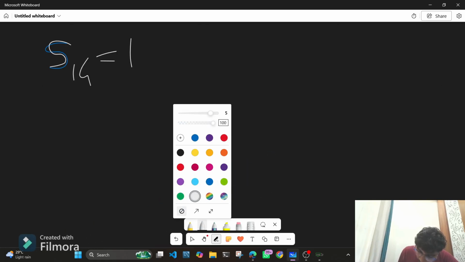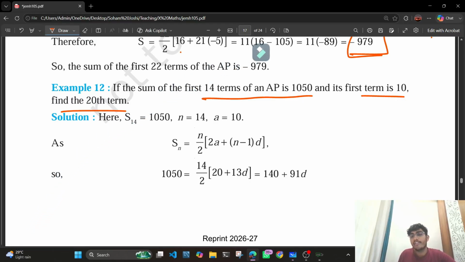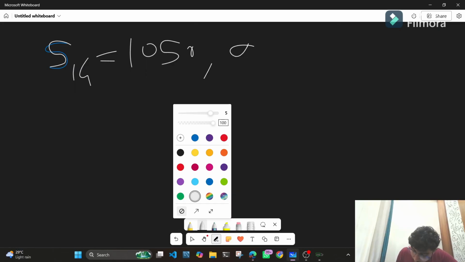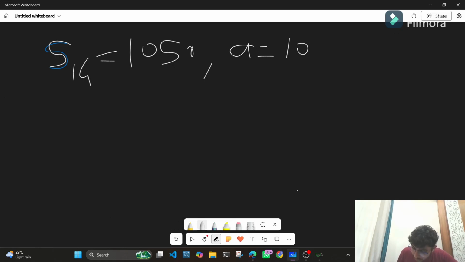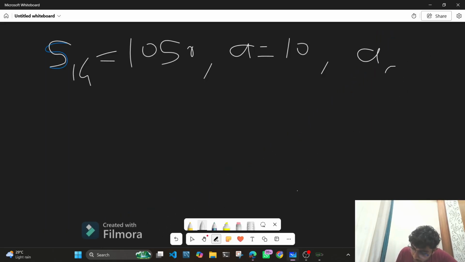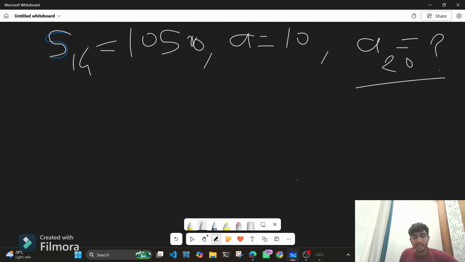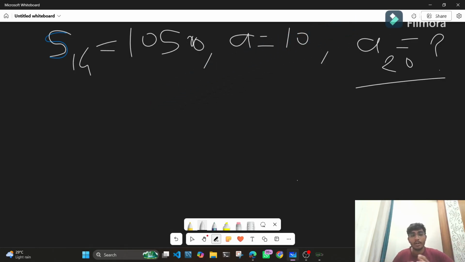The sum of 14 terms is 1050, and we are given that the first term is 10. We need to find the 20th term, so we need to find A20. Okay, we'll go stepwise, no need to worry. You'll say that we are not given D. No problem, we can solve it.